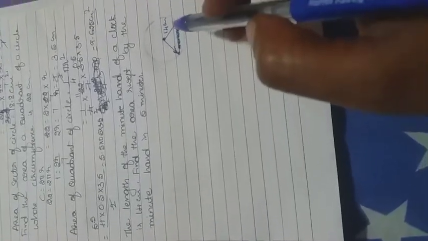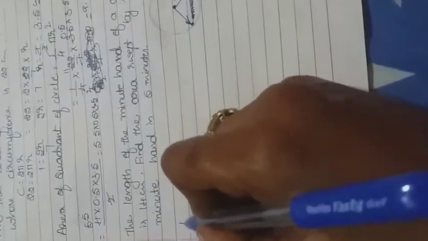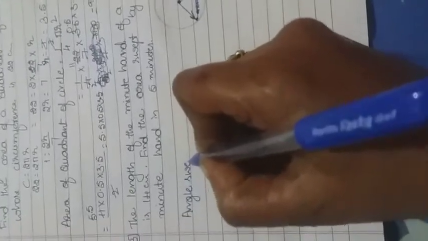First we have to calculate how much distance it travels if it goes around once. If we take the circumference once, we can get how much distance it can travel. So let us calculate that first. The length of the minute hand is 14 centimeters. Angle swept by the minute hand in 1 minute. So we have to calculate the angle here.